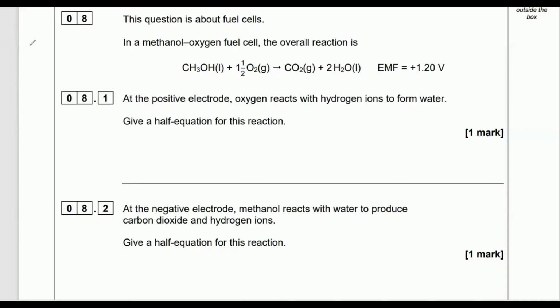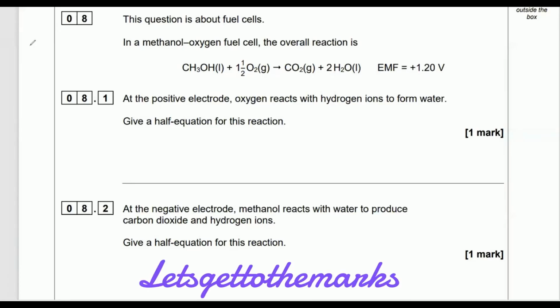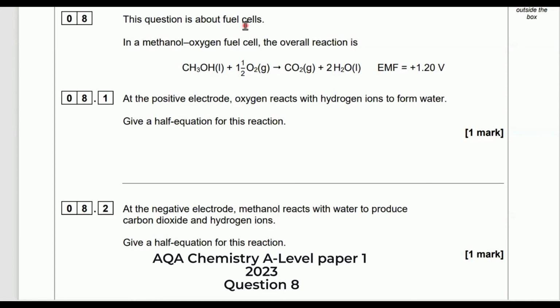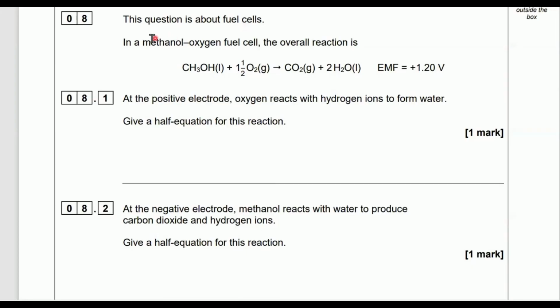All right, welcome to Let's Get to the Marks. We're going through a question on fuel cells at the moment. So here we go. This question is about fuel cells. Where did I get this question? This is AQA Chemistry Paper 1, Question 8, 2023. So let's get into this one.